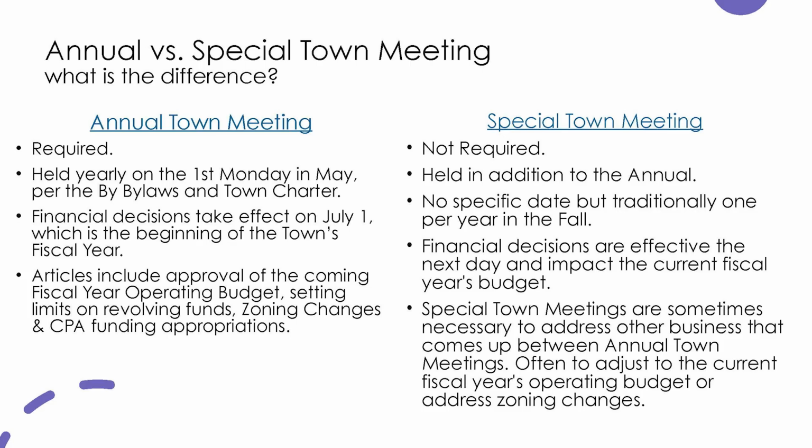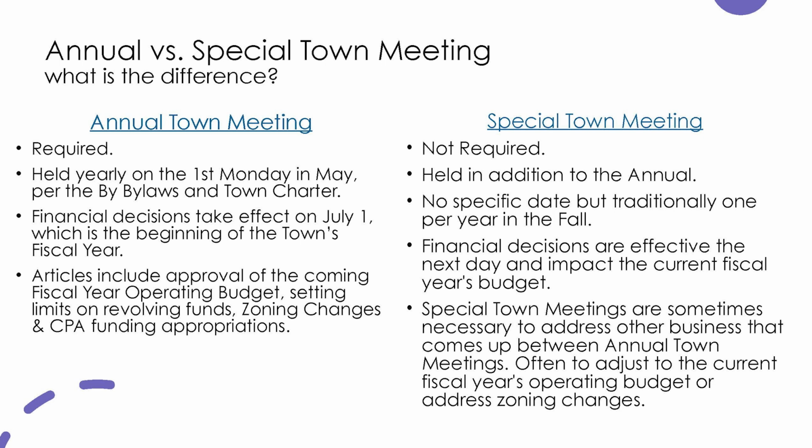There are two types of town meetings. There's an annual town meeting, which is the one we have coming up in May, held yearly on the first Monday, and it's required by the bylaws and town charter. All financial decisions made at that meeting take effect on the new fiscal year, which is July 1. Articles include approval of the upcoming fiscal year operating budget, setting limits on revolving funds, zoning changes, and CPA funding appropriations.